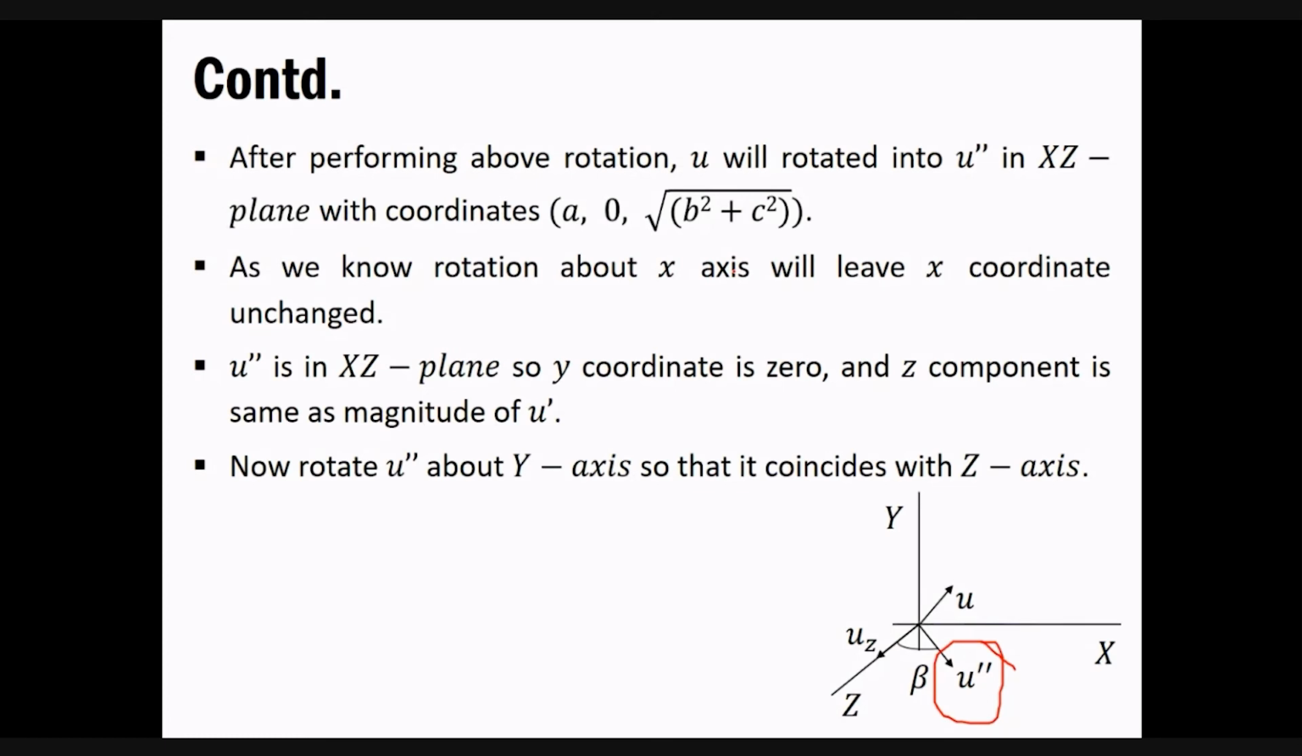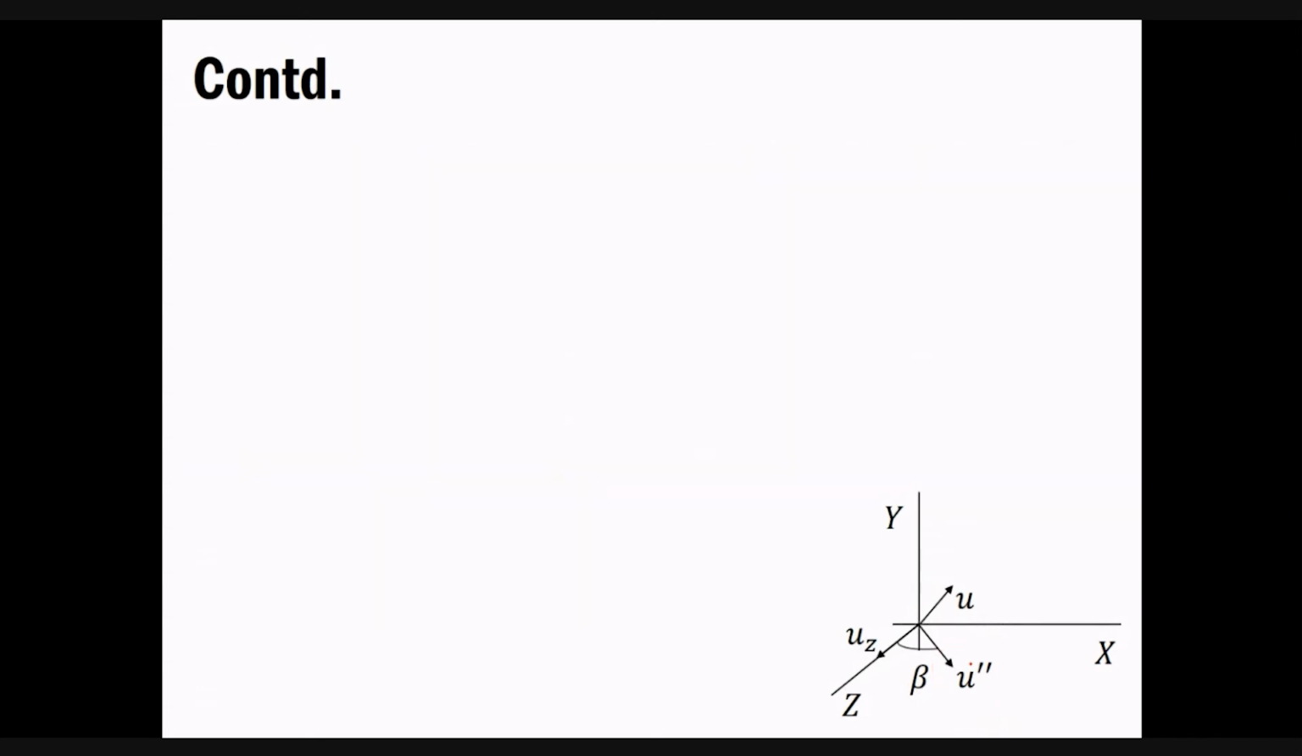So u double dash is in the xz plane, so the y coordinate is 0 and the z component is the same as the magnitude of u dash. Whatever value of u dash you have, you just have to consider the same value and go ahead with it. Now, rotate u double dash about the y-axis so that it coincides with the z-axis.